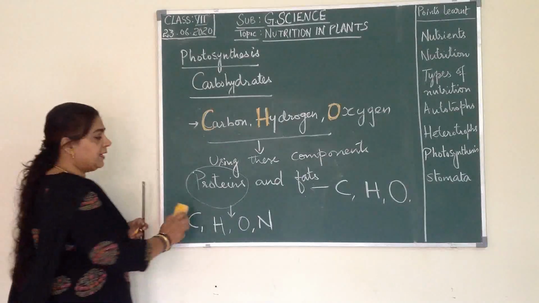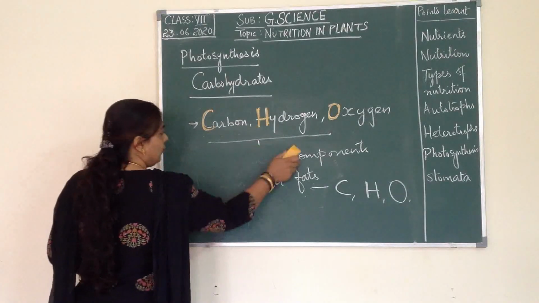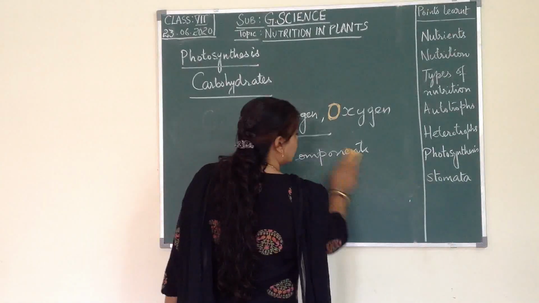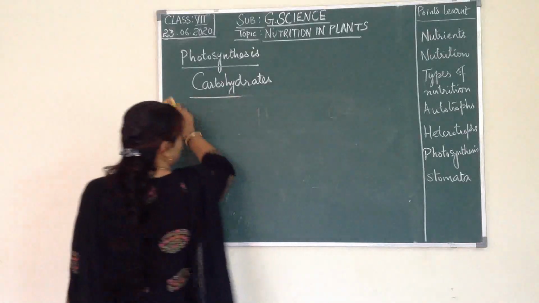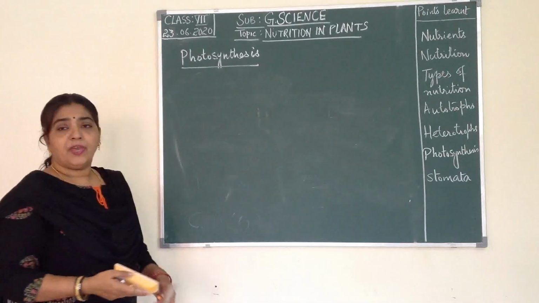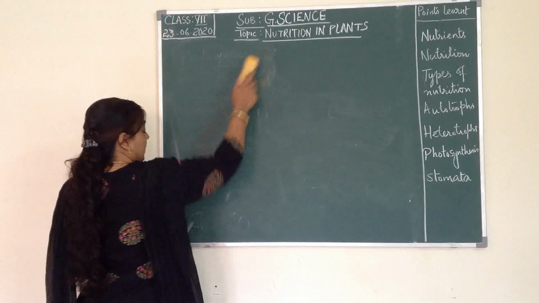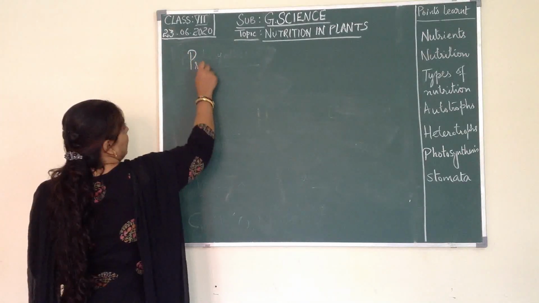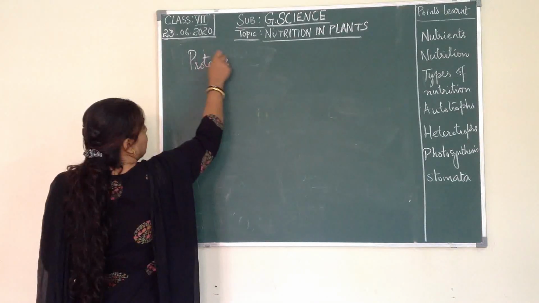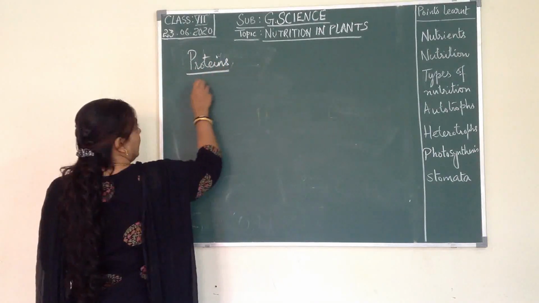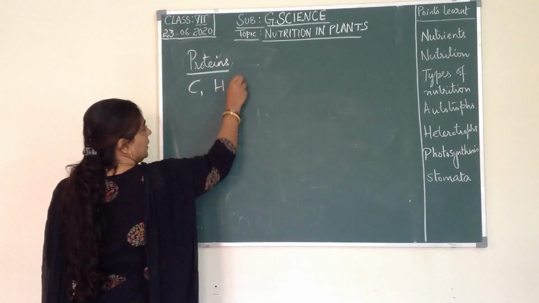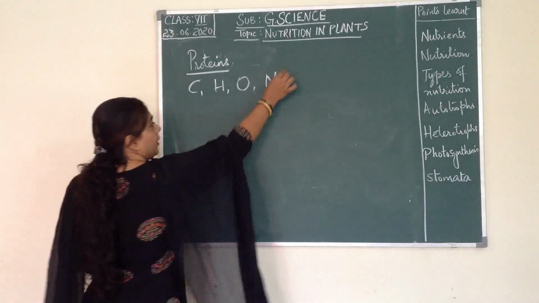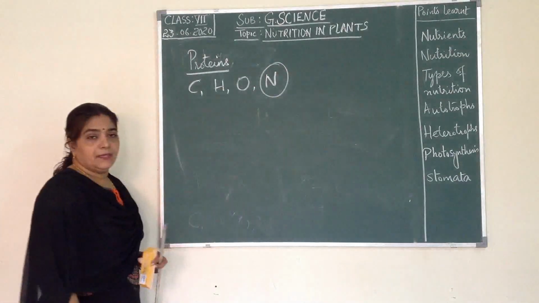So from where do they get nitrogen? We know they obtain carbon from carbon dioxide and hydrogen and oxygen from the water. So from where do they get nitrogen? Because proteins contain carbon, hydrogen, oxygen and nitrogen, right? So from where do they get this nitrogen?